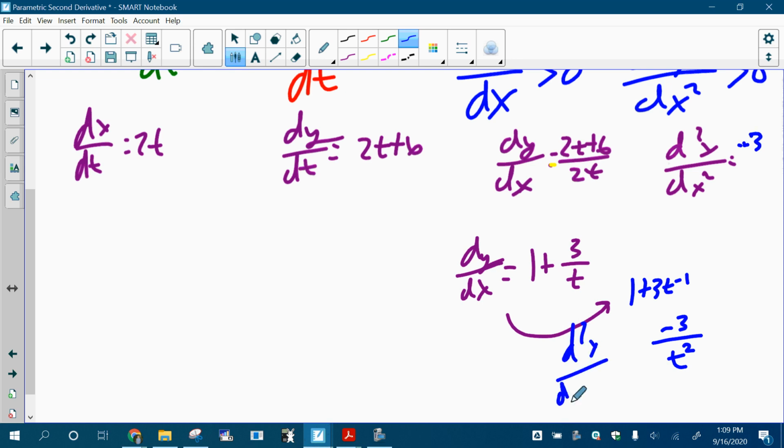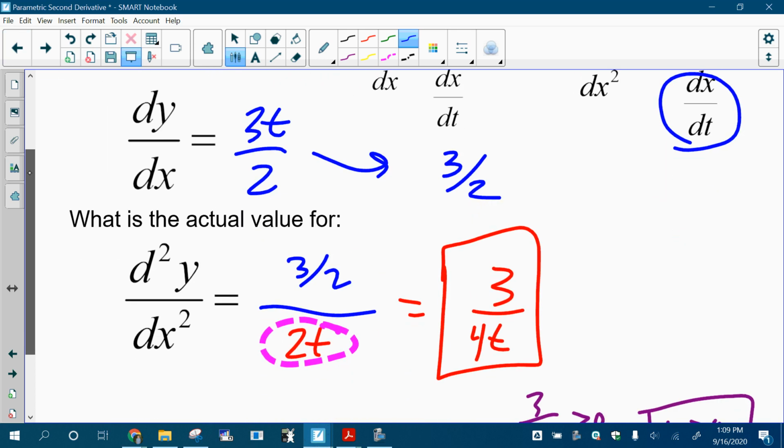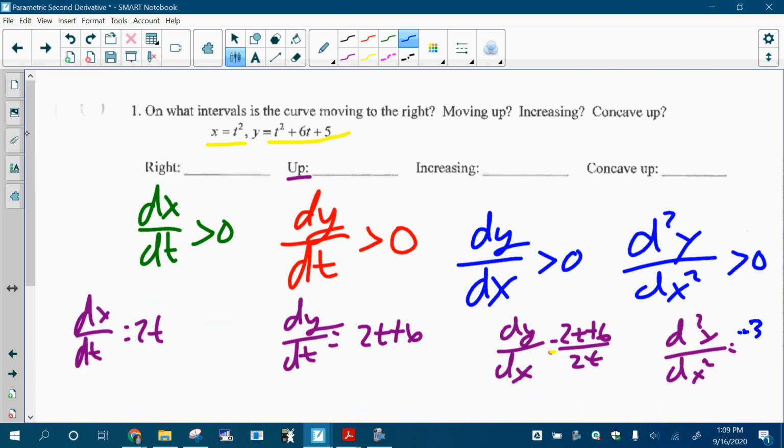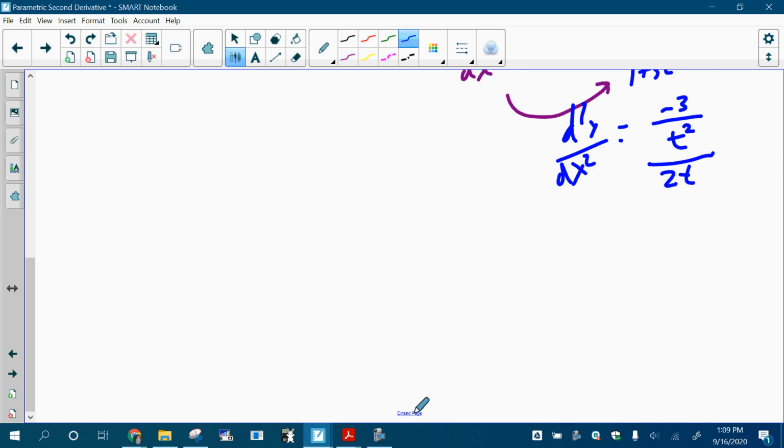I then need to stack that over dx/dt. Don't forget about that. That's the weird part of the formula. It's got that extra dx/dt on the bottom. So I found the second derivative, and then I throw an extra dx/dt on the bottom. Okay? I'm going to simplify this, and so for the second derivative, I get this.